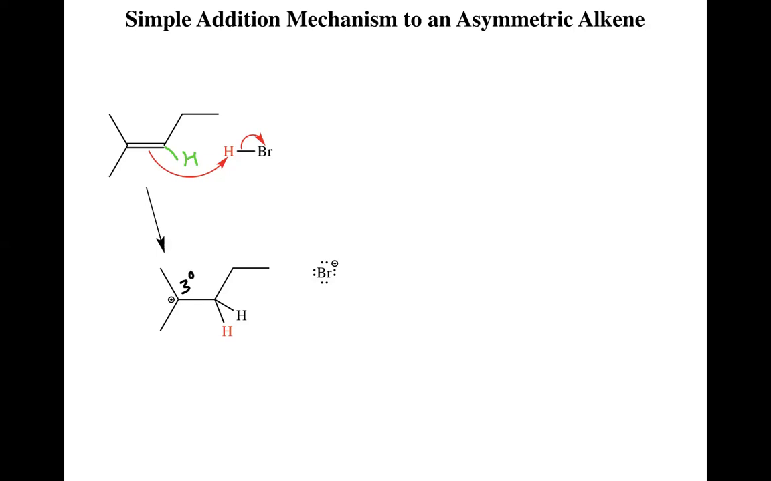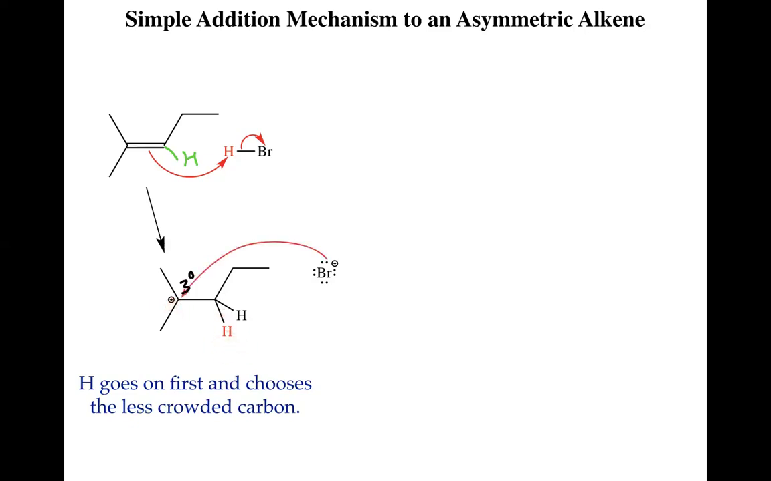That Br minus is now going to attack that tertiary carbocation. So the first slow step: H goes on first and chooses the less crowded carbon to form the more stable carbocation. H goes here, plus charge defaults there. Br then attacks. Same mechanism we just did before. Prettier drawing, computer generated, but same basic idea. And again, this is known as Markovnikov. My terrible writing, you can barely see the O right there, but that's Markovnikov.